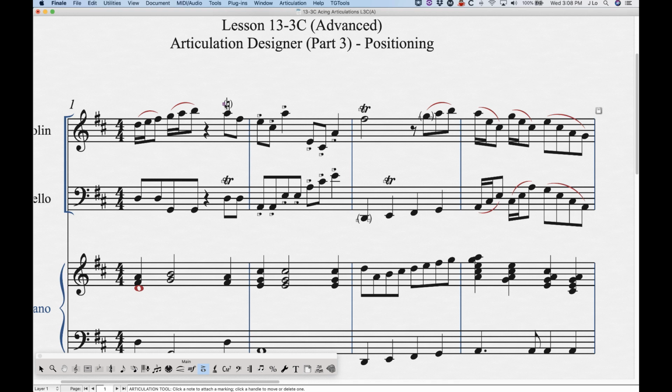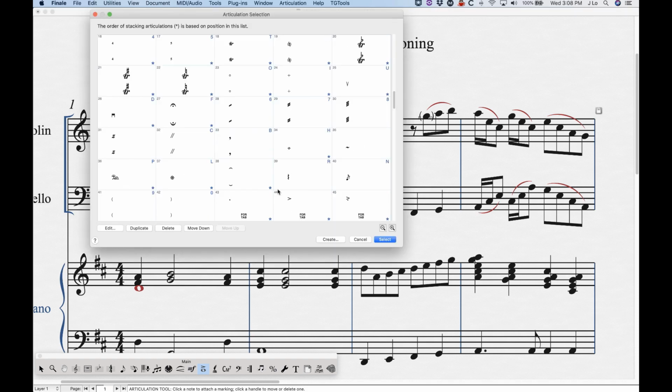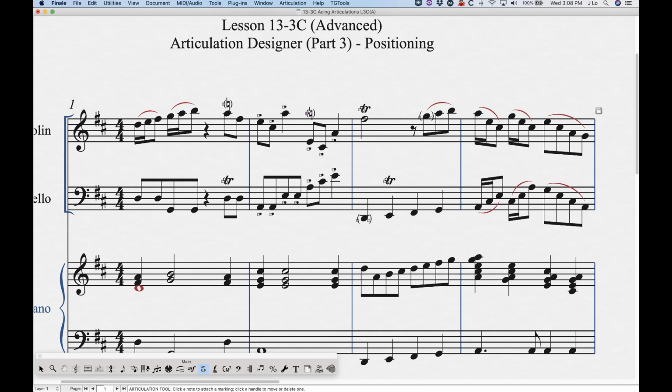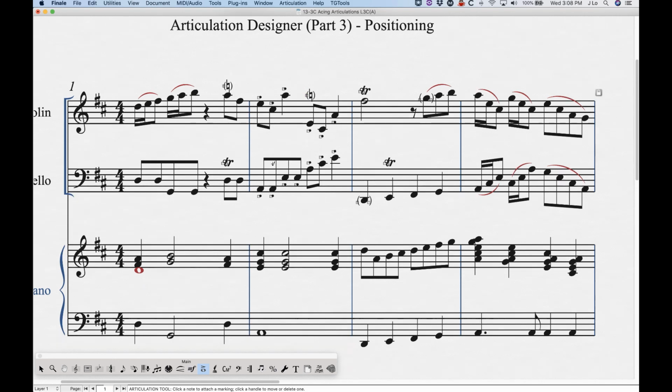right? So that's another great use for the above note setting. And again, if the stem is going up, it would still be above the note, right? So one more use for the above note setting. All right, so that's above note, below note, good. So let's talk about manual and on stem.